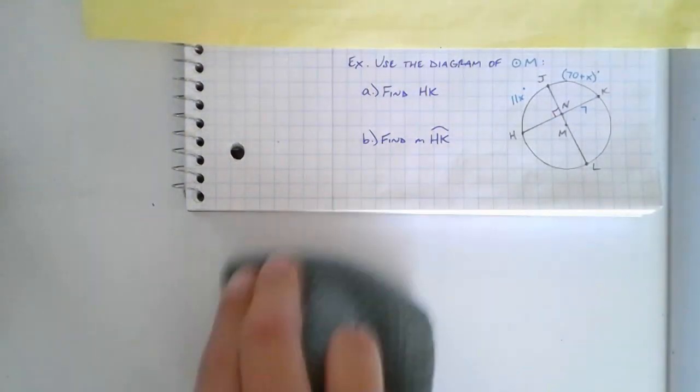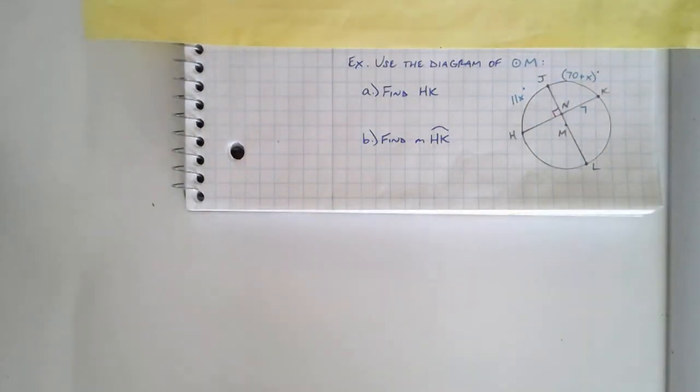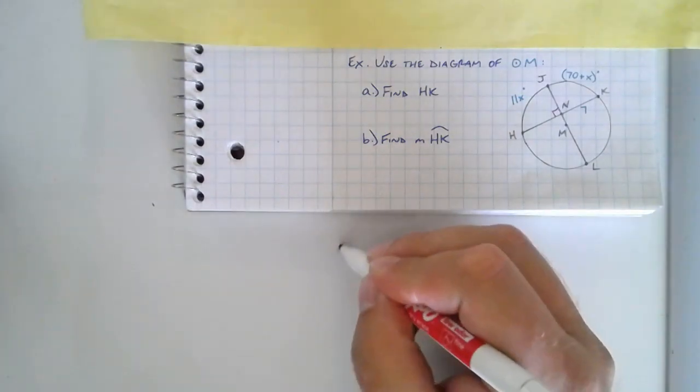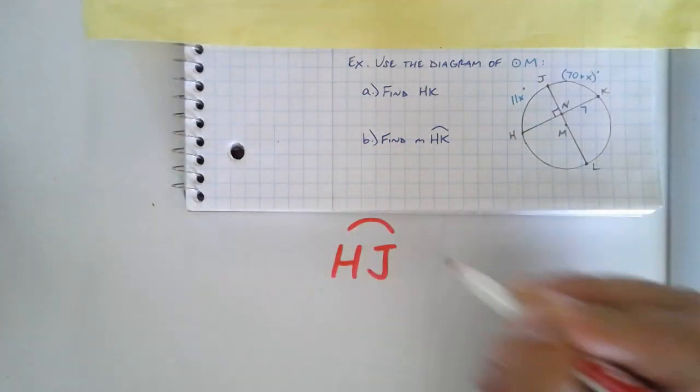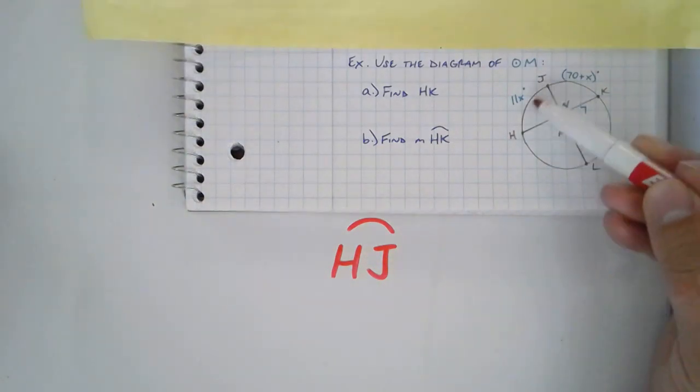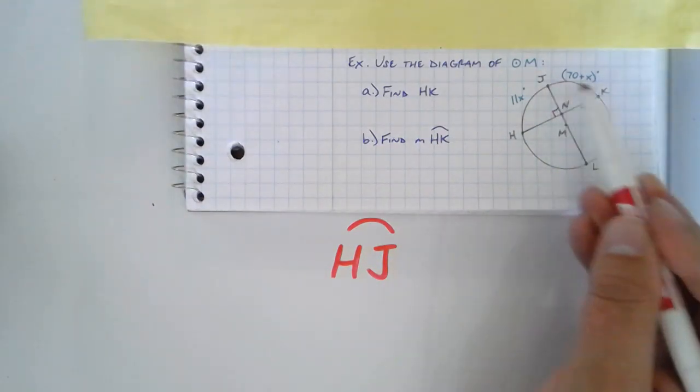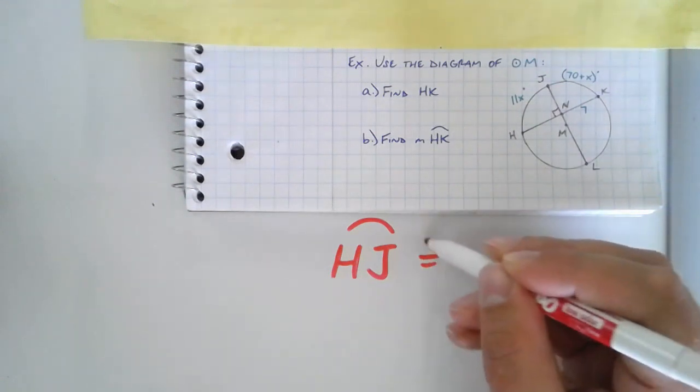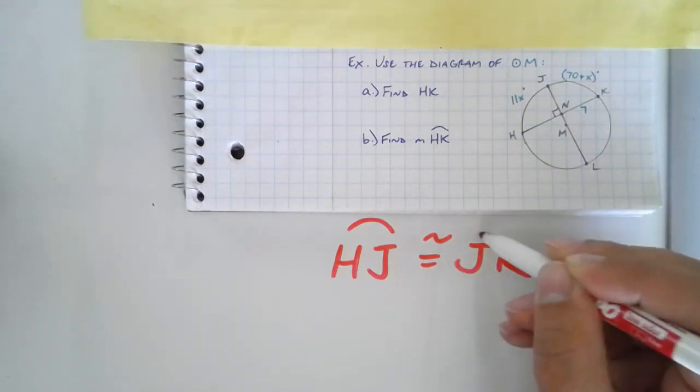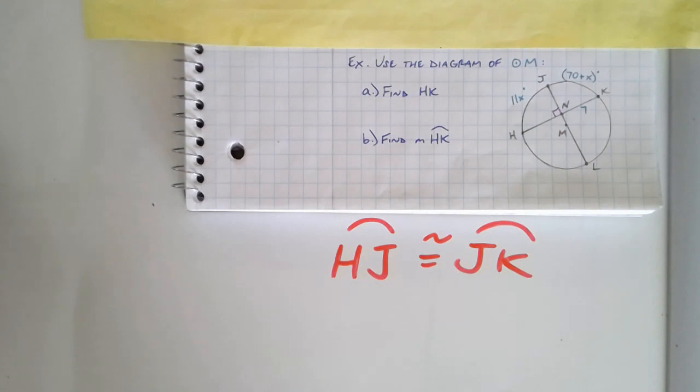It's basically the same question, but now I'm dealing with arc measurement, and it's going to be the same type of process because, again, I have a diameter meeting this chord at a 90-degree angle. It's going to force this diameter to be chopping that arc in half. So geometrically speaking, that would mean that arc HJ from H to J needs to be congruent to the arc from J to K.